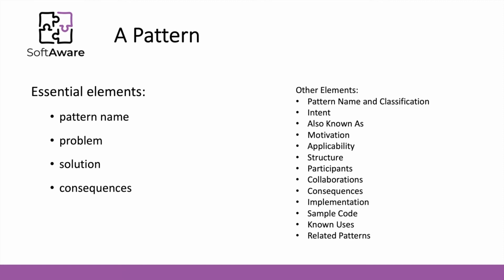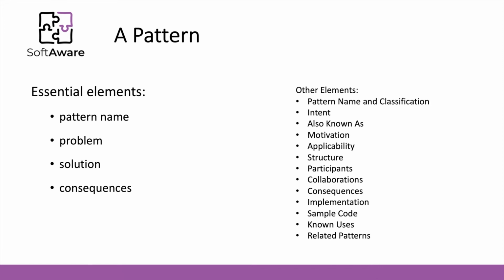Applicability: what are the situations in which the design pattern can be applied? What are the examples of poor designs that the pattern can address? How can you recognize these situations? And then comes the structure, a graphical representation of the classes in the pattern, diagrams that are very similar to UML. Then we have the participants, the classes and/or objects participating in the design pattern, their responsibilities, and how they collaborate with one another.